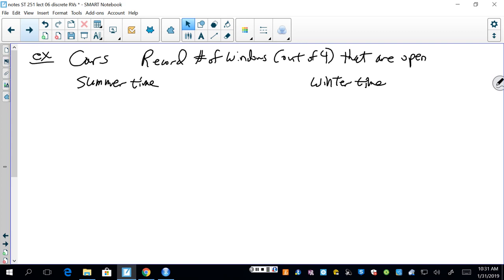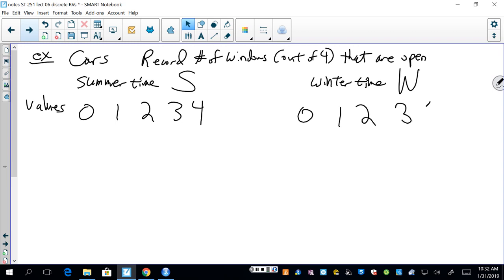So what are the possible values of our random variable? I'll call this random variable S, and this one I'll call W. You can change those letters to match your scenario. X, Y, Z are just defaults, but you can also specialize them to make it more meaningful and easier to talk about with the symbols. So, possible values. Each car has 4 windows: 0, 1, 2, 3, and 4.